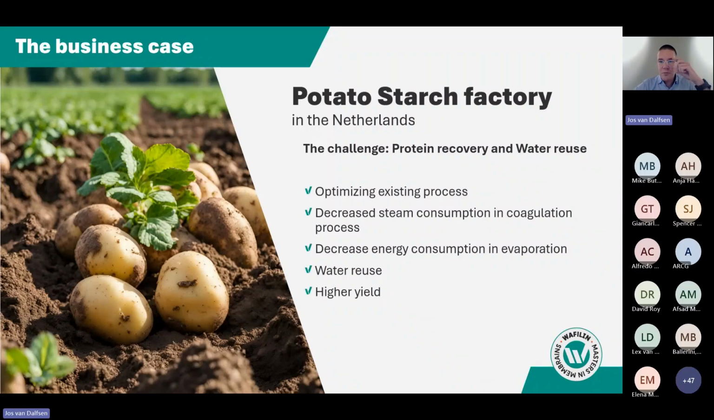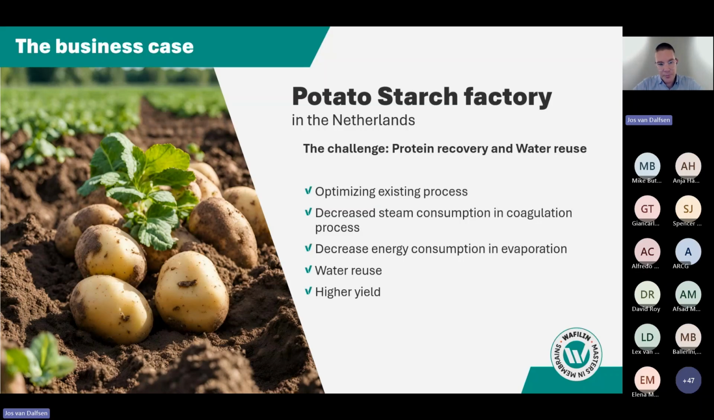Now, if we focus a little bit on an example and a case that we have been developing a couple of years ago for one of our customers here in the Netherlands, which is focusing on recovery of water and proteins in a potato starch factory or process. This is an up and running process, and recovering starch from potatoes has been done for many years, of course. But the focus on protein recovery and water reuse became more active over the last decade.